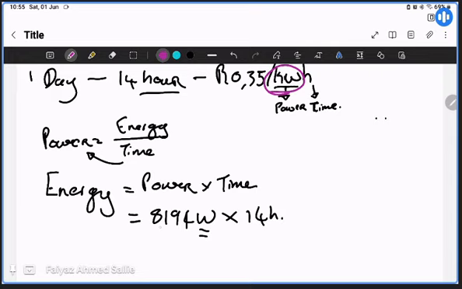So we need to convert this to kilowatts, and then our answer will be 8.194 multiplied by 14, and then we get an answer of 114.716 kilowatt hours.